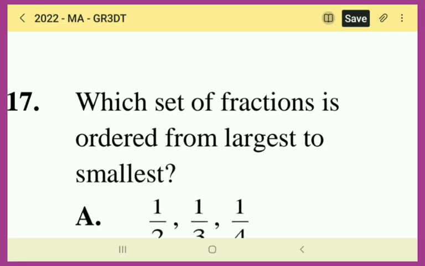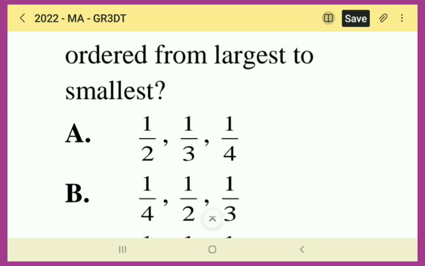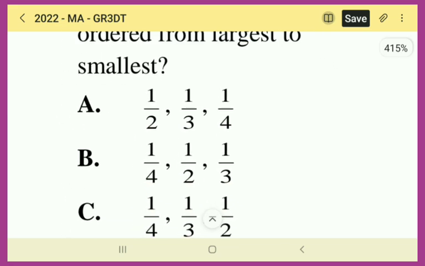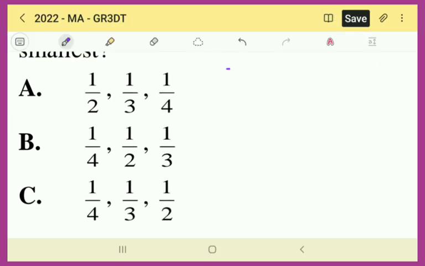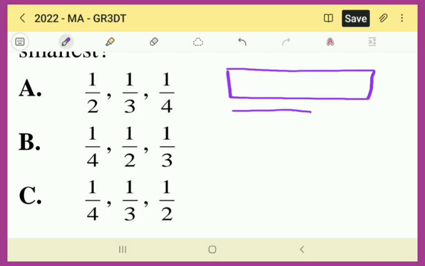We're at number 17. Which set of fractions is ordered from the largest to the smallest? In other words, from the biggest to the littlest, largest to the smallest. Let's use some shapes here. I'm going to use a rectangle as my shape to demonstrate this one. So we're going to need 3 of them.